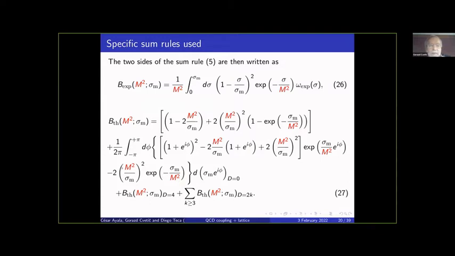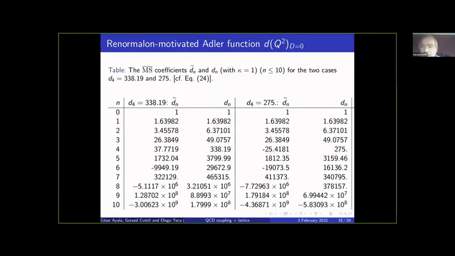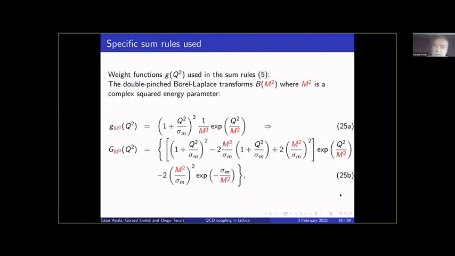This integral over a contour of radius sigma m, of radius 2.8 GeV squared, is coming from the dimension 0 Adler function. This is the Adler function that we generate. I just want to mention that all the first 4 terms are those that are known, and in this model, all others are generated by this renormalon-motivated structure.